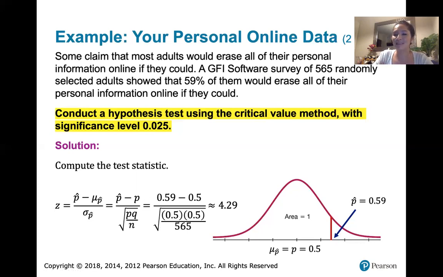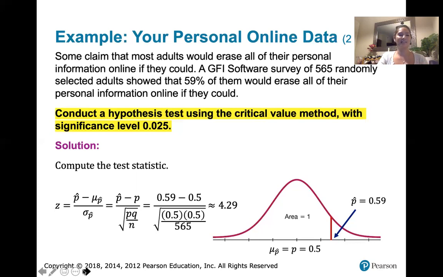Now remember what that means. It means that this value of p hat being 0.59 is actually not what looks like 1.4 standard deviations above the mean, given that the population proportion is 0.5. It's actually 4.29 standard deviations above the mean. 4.29 standard deviations above the mean for a standard normal distribution is extremely rare, very rare. So I think we're going to reject the null, but let's do the rest of our test.